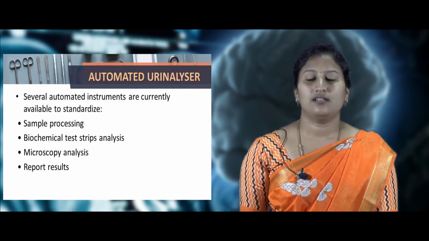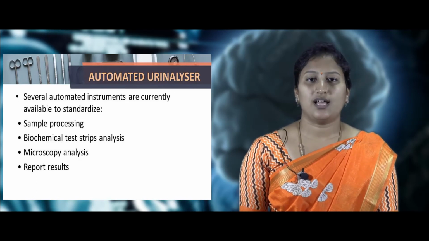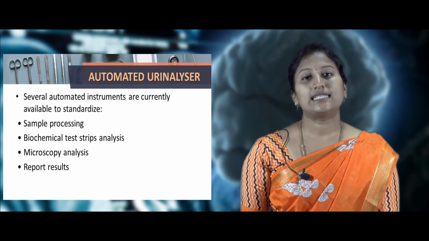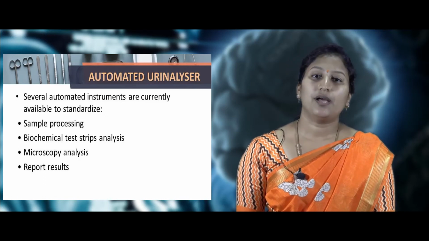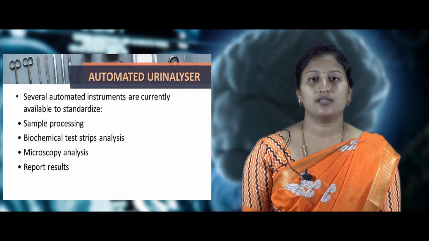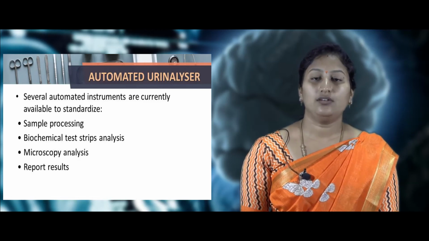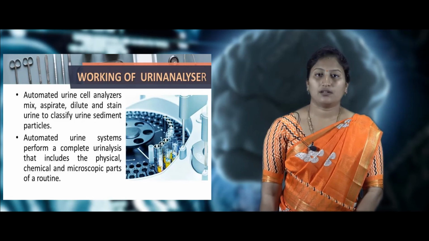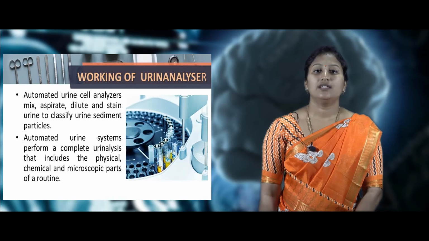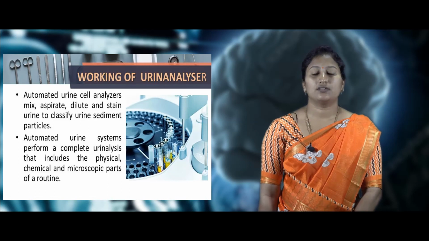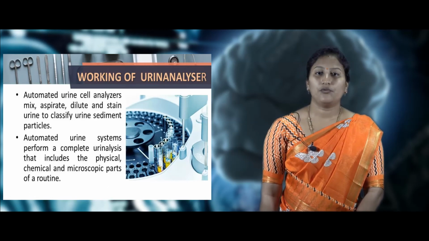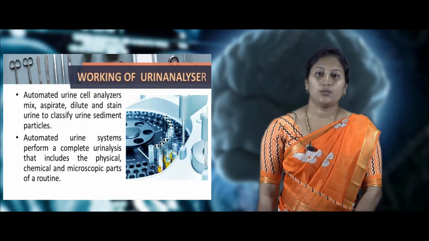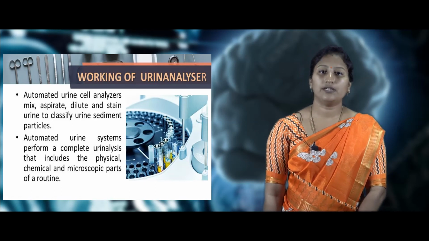Automatic urine analyzer. Several automated instruments are currently developed to standardize sample processing, biochemical test strip analysis, microscopy analysis and to report results. Automated urine cell analyzers aspirate, mix, dilute and stain urine to classify the urine sediment particles. Automated urine systems perform a complete urine analysis which consists of microscopic, physical and chemical parts of the routine.